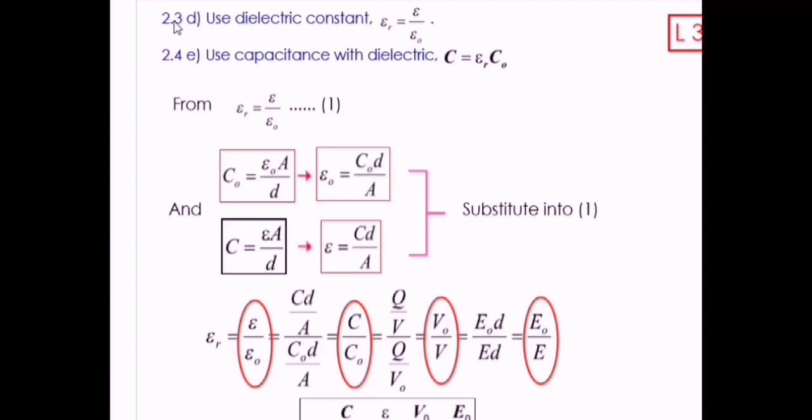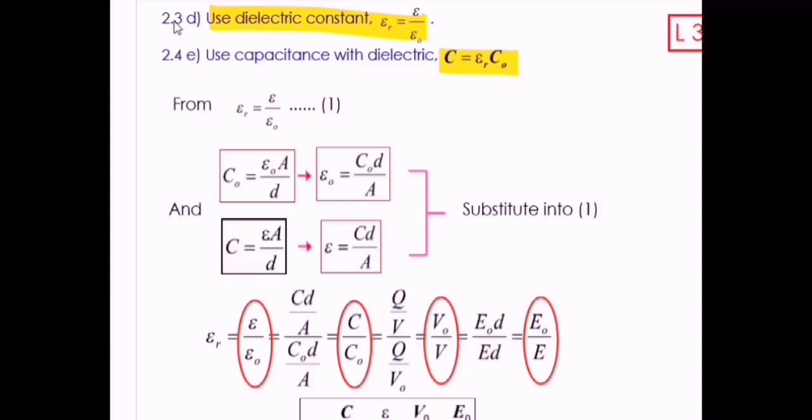And then the final part of this chapter is you should be able to use the dielectric constant and also use the capacitance equation C equals epsilon R C naught. How do we get that equation?